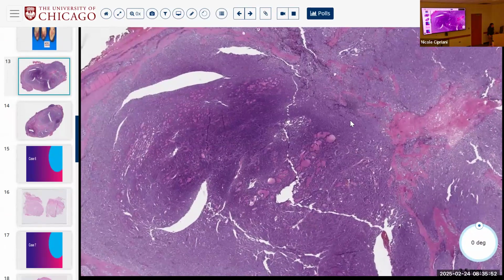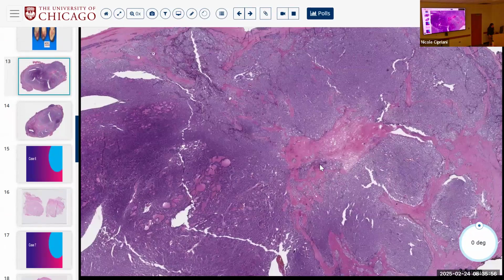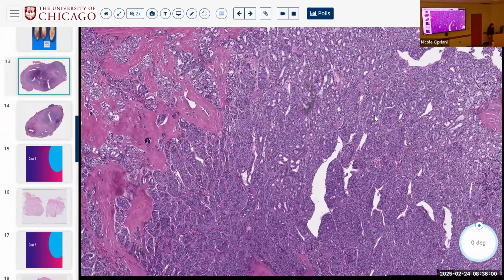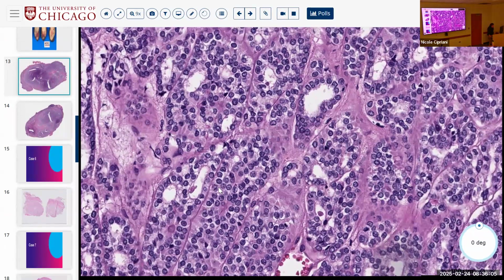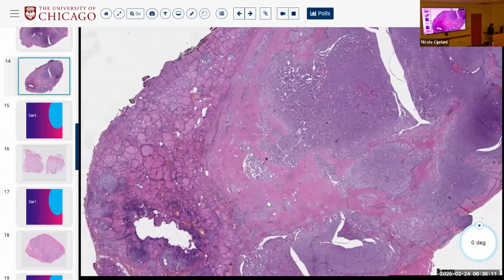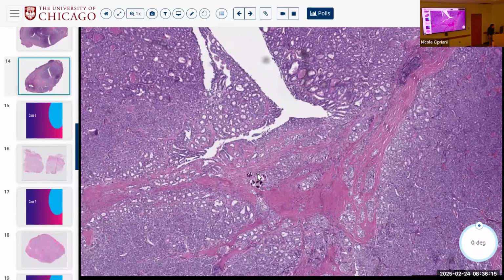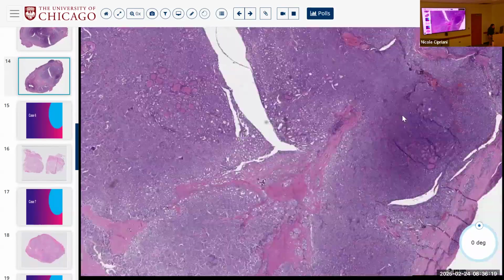It looks very cool on low power. So on higher power, that is making follicles. These nuclei don't look like PTC nuclei, and I think in this one here we have some psammoma bodies.